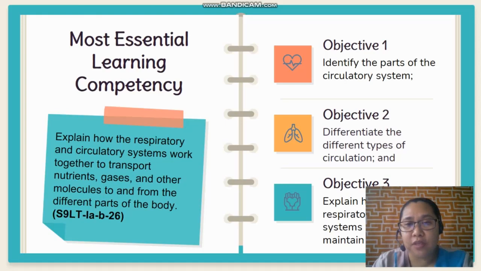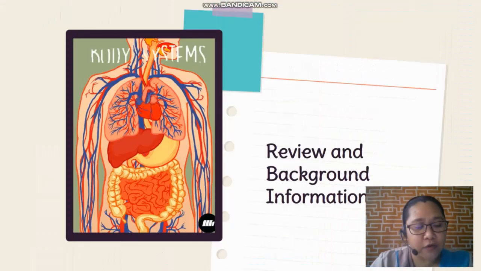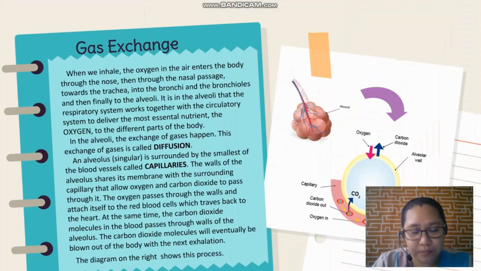The first one is to identify the different parts of the circulatory system. Second is to differentiate the different types of circulation. And lastly, to explain how the respiratory and circulatory systems work together to maintain homeostasis. Let us first have our review and background information.